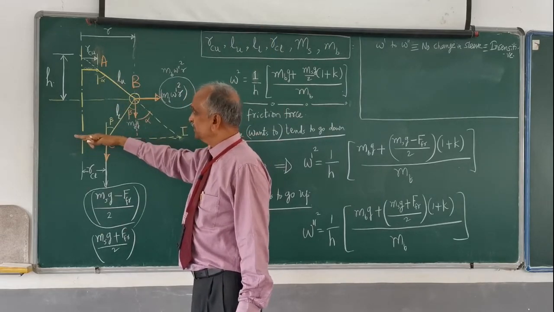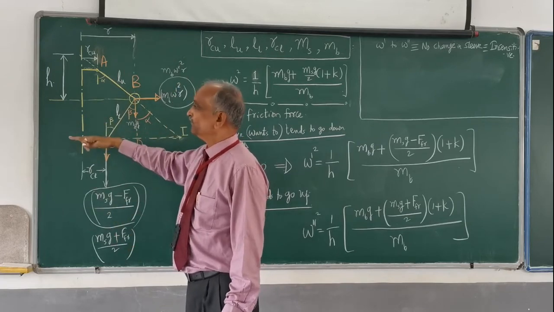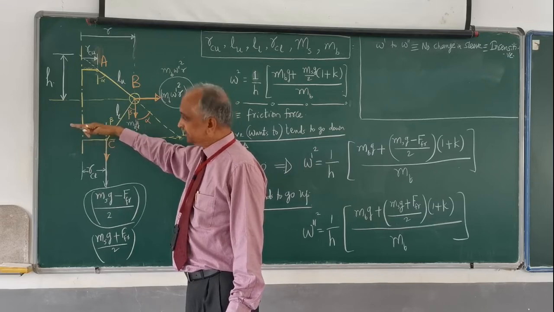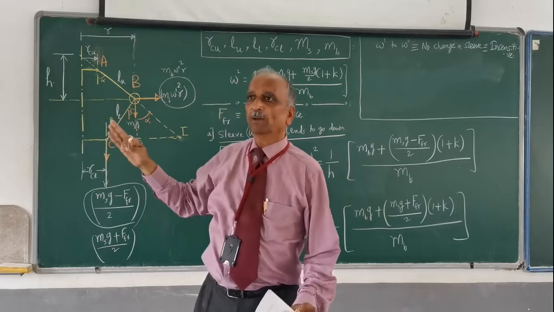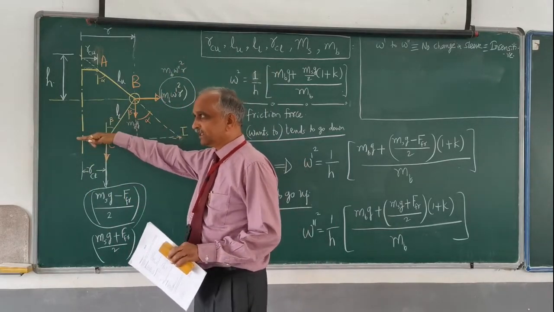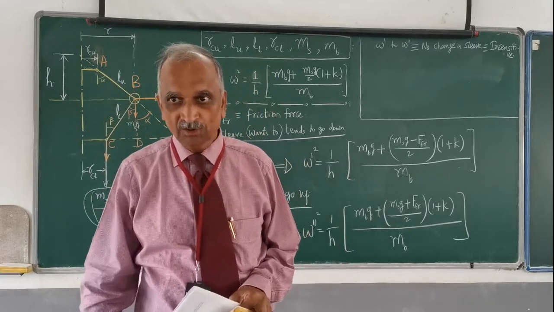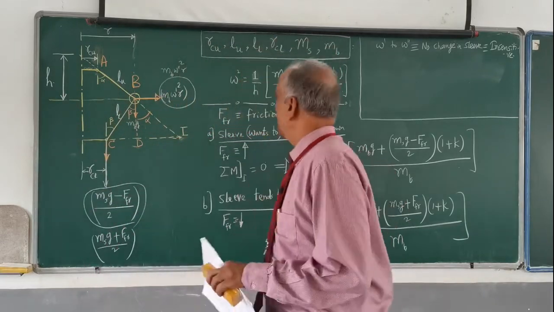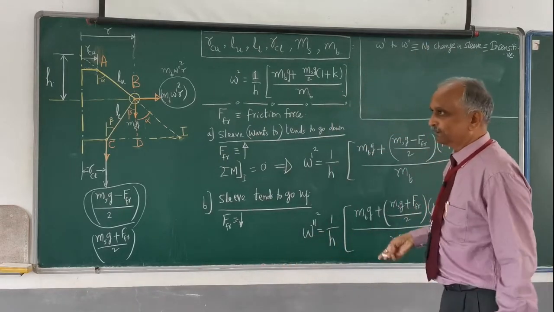At this position, the speed is omega when friction is not there. If friction is there, then it will remain in the same position even if the speed goes down up to omega dash. The governor sleeve will remain in the same position even if the speed increases up to omega double dash. So between omega dash and omega double dash, the governor is insensitive.